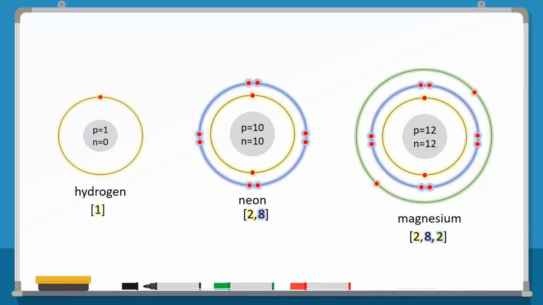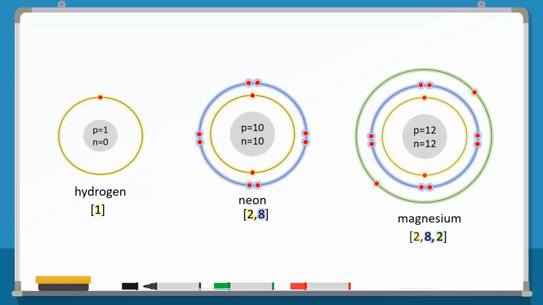Using the formula for electronic configuration, the first shell will have 2 electrons and the second shell will have 8. The electronic configuration is written in brackets as 2, 8, where the comma separates different shells.